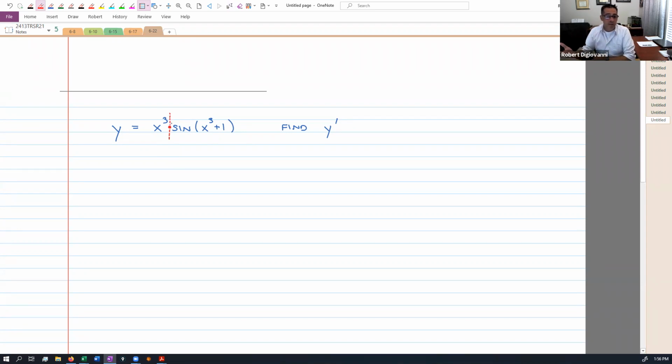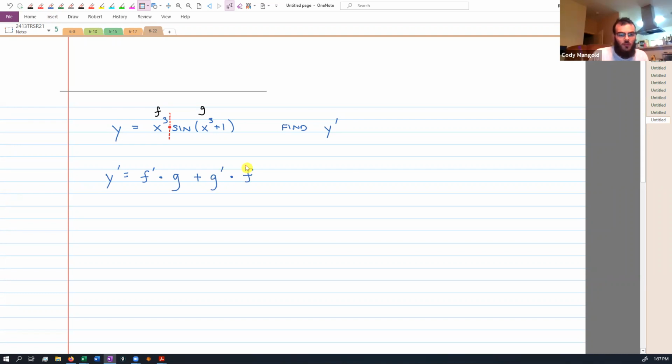And how do we take derivatives of products? It's the f prime times g plus, yeah, the rule. So we call this thing f, and we call this whole thing over here g. Then we just need to apply the formula, right? The formula says that the derivative of this should just be f prime times g plus g prime times f. Then we're going to have to do the chain rule to find the derivative of g itself.